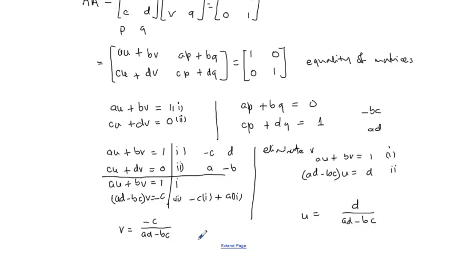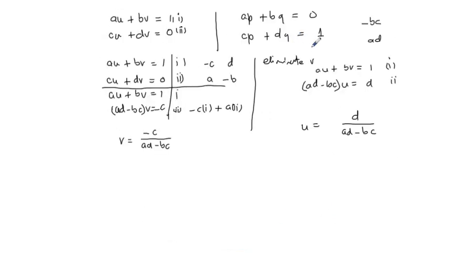Let's call this equation 2. What are we looking for now here? We're looking for P and Q, isn't it? Let's do exactly the same thing. Let's eliminate Q first and get P.